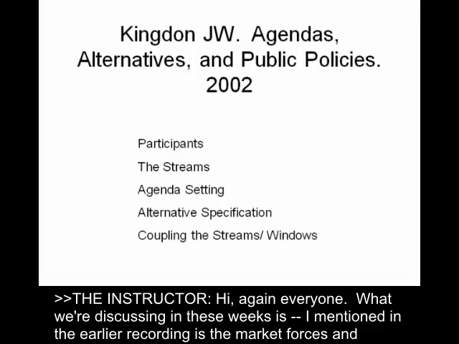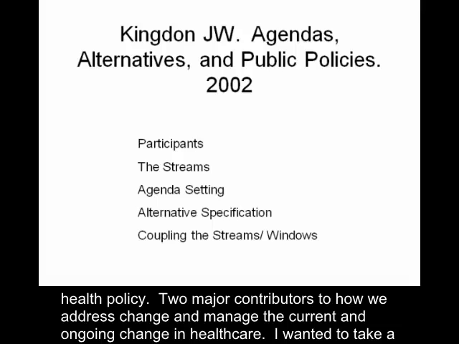Hi again, everyone. What we're discussing in these weeks, as I mentioned in the earlier recording, is the market forces and health policy, two major contributors to how we address change and manage the current and ongoing change in healthcare.